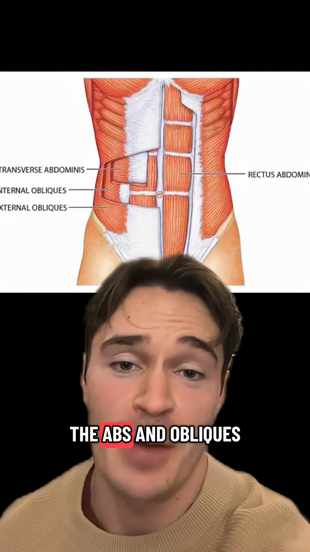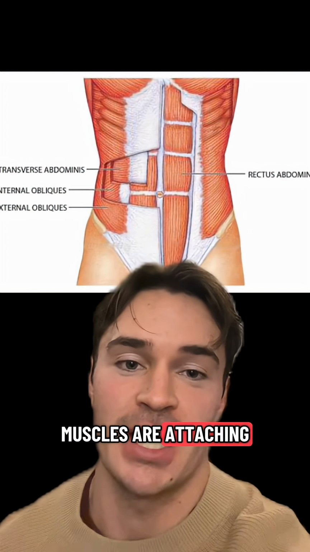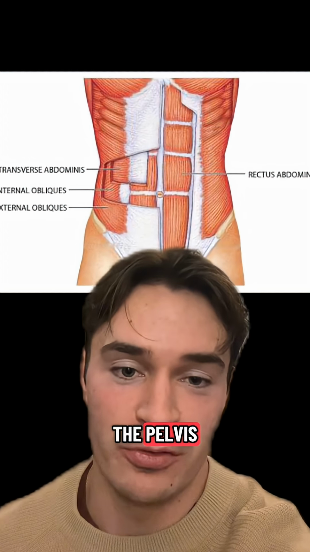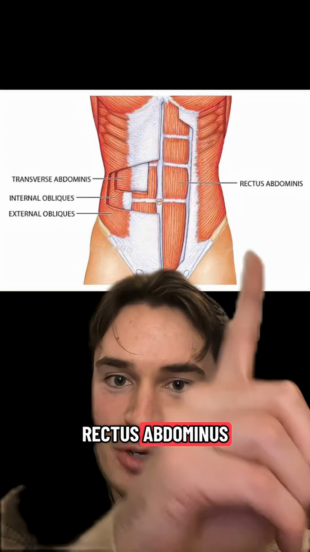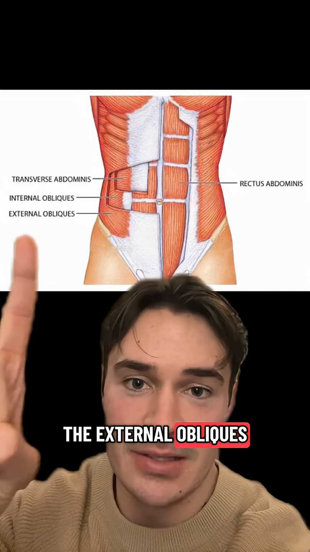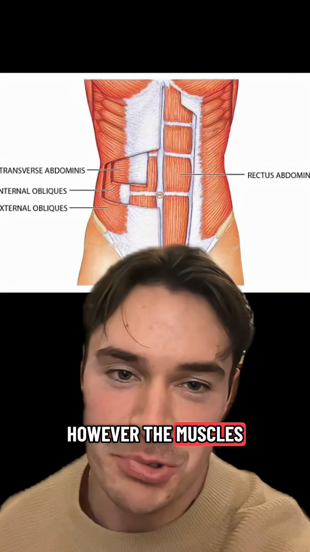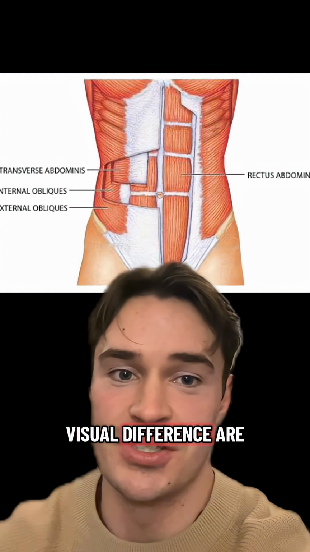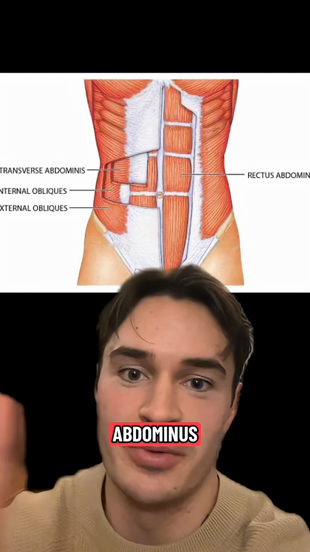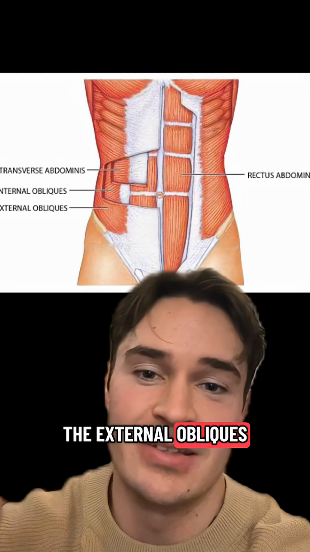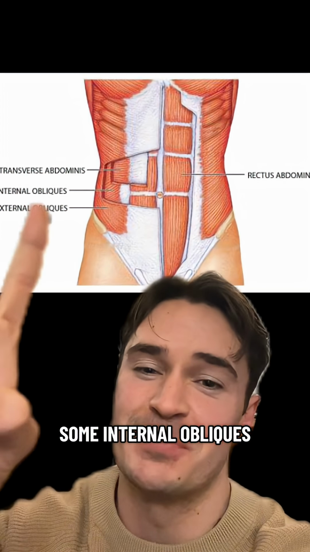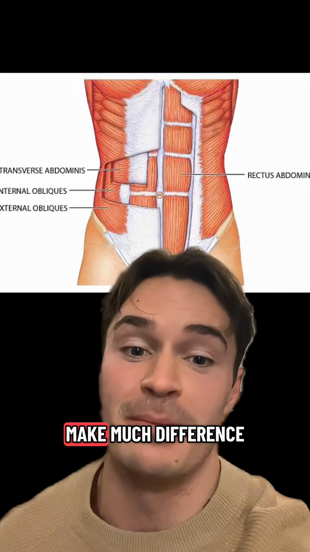Okay, so for the abs and obliques, most of these muscles are attaching from somewhere on the ribs to the pelvis. We have the rectus abdominis, the external obliques, internal obliques, and the transverse abdominis. However, the muscles that are going to make the main visual difference are obviously the rectus abdominis, the external obliques, some internal obliques, but the transverse abdominis isn't going to make much difference.